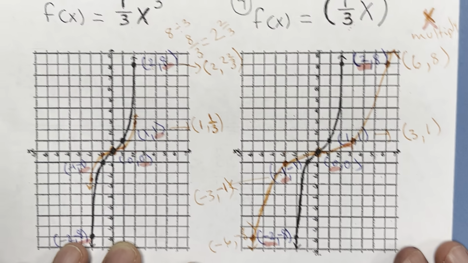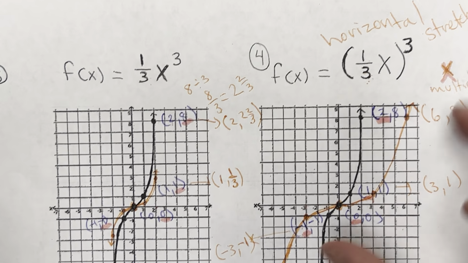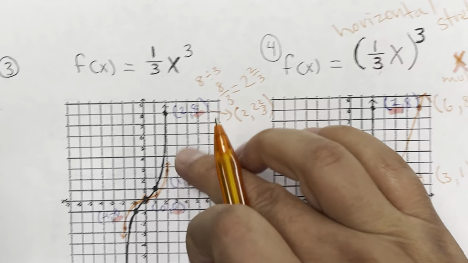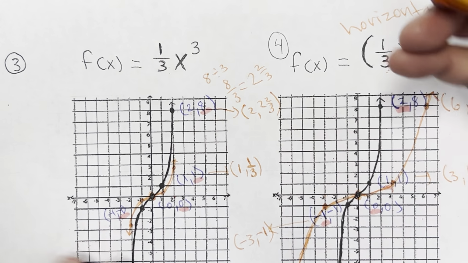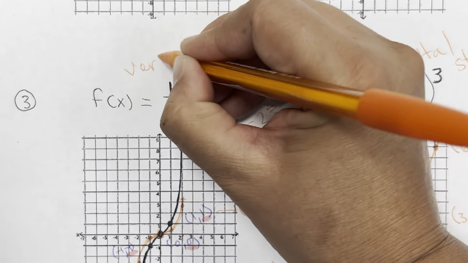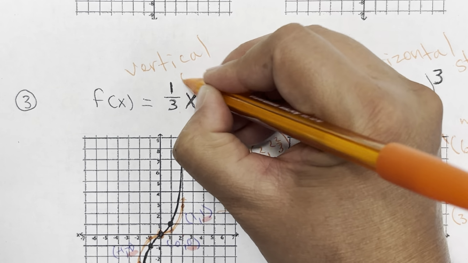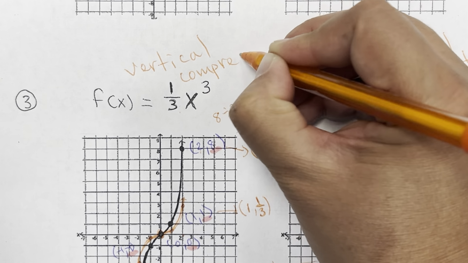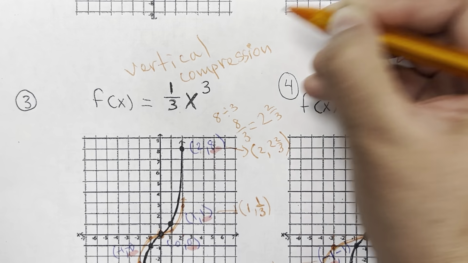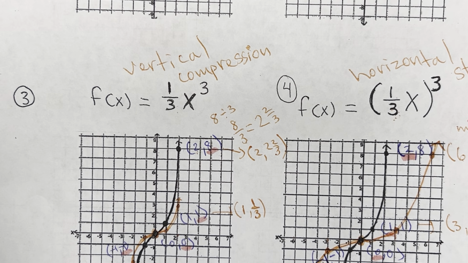Okay, so this is a horizontal stretch, and you can see that it's stretching. This is a vertical compression. I forgot to write it down. Vertical compression. I think that's how it's spelled. If not, I'm going to have to go back to spelling school.